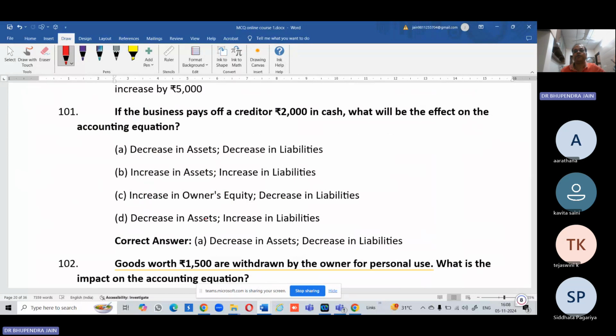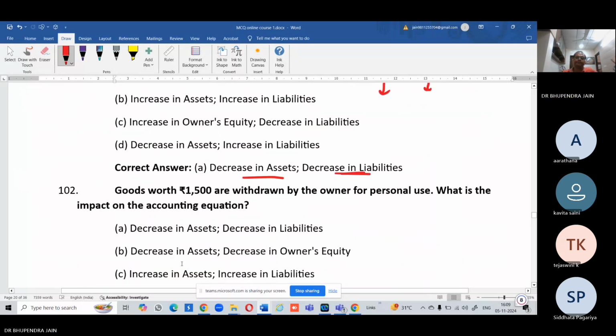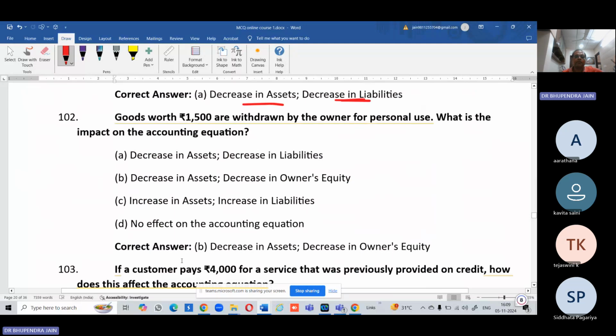If the business pays off a creditor 2,000 in cash, what will be the effect on the accounting equation? Whenever you pay to the creditor, what will happen to liability? Decrease, and the assets will also decrease. Decrease in assets and decrease in liability. Goods worth rupees 1,500 are withdrawn by the owner for his personal use. So this is called the drawing.